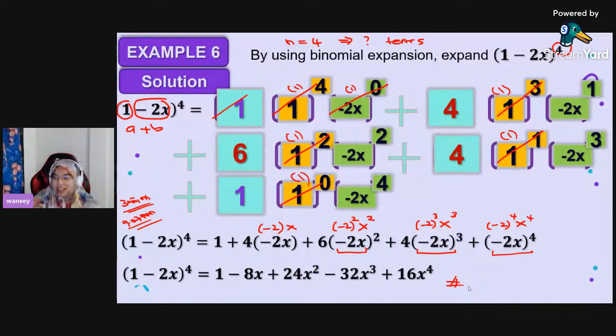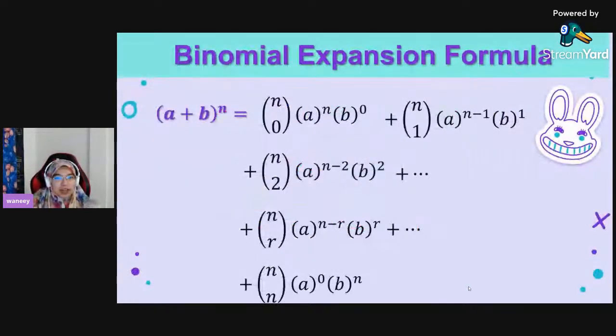Okay, next, we are going to expand using the binomial formula. The binomial expansion formula, where we have (a plus b) to the power of n, has n choose 0, n choose 1, n choose 2, n choose r, and n choose n. So what are these? This is actually called the binomial coefficient. Later on, we're going to see the formula for the binomial coefficient.